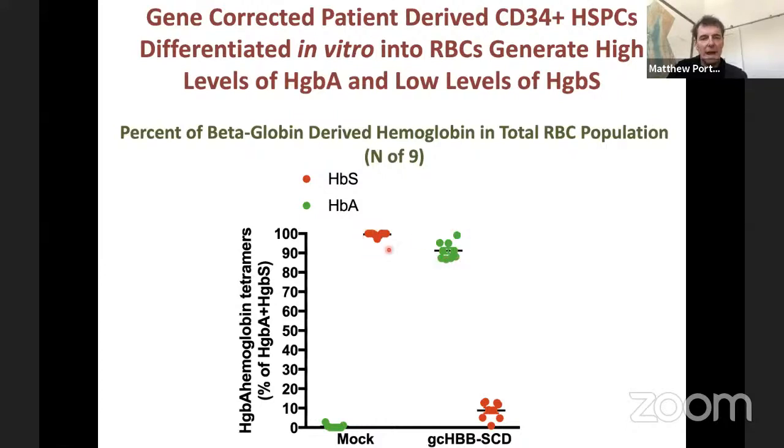And you can see after we take CD34 cells derived from sickle cell patients and correct them, we convert from making entirely hemoglobin S to essentially all hemoglobin A. And so this is now really very close to what people without any evidence of sickle cell disease would have.